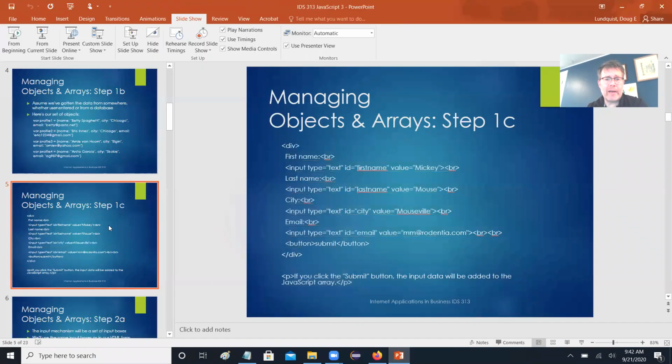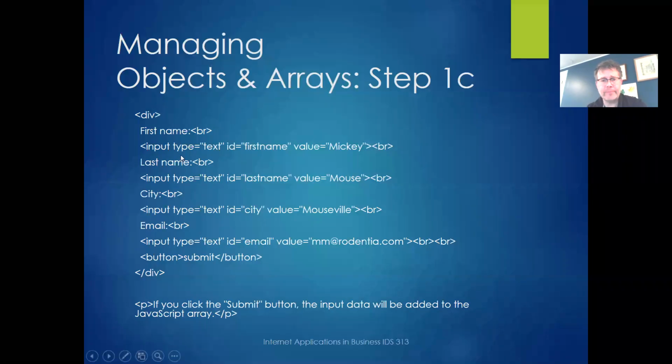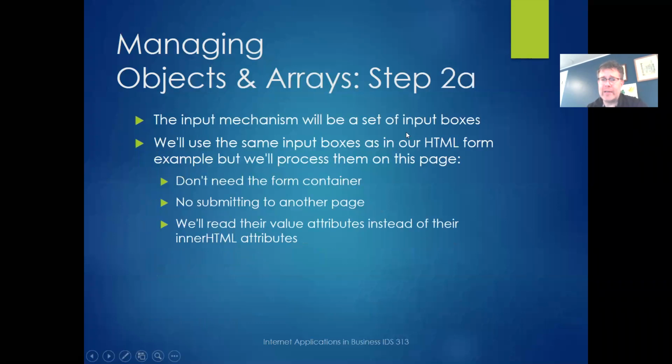So that's it. What do we have here? We have our set of profiles, we have our array framework, we have our input mechanism. Now we're ready to actually do something with all these page elements. So the input mechanism, we're going to use these input boxes. Same input boxes as in our form example, but we're going to process them locally. When we did it before in W3 schools, it got processed somewhere else. The data got sent to some server and it sent us back a response. We don't need to do that. We're just going to do it here locally on our page. And the key thing, we're going to read their value attributes instead of their inner HTML attributes.